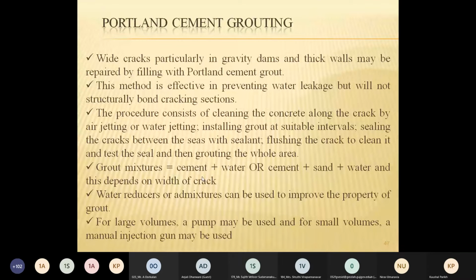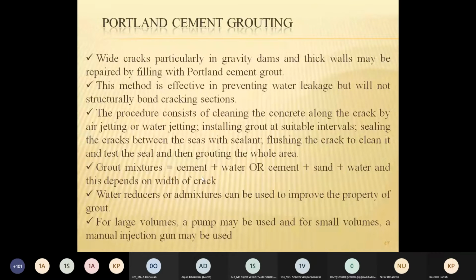If we are using Portland cement grouting, there is a certain procedure that we have to follow. The first is to widen the cracks. Particularly in gravity dams as well as thick walls, cracks may be repaired by filling with Portland cement grout. This method is effective in preventing water leakage, but will not structurally bond cracked sections.